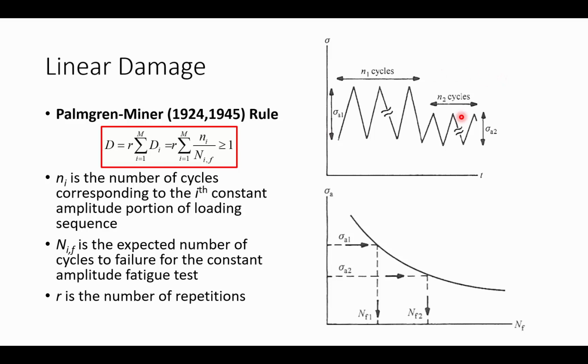So i is that index. We can replace this damage for each interval by a life rate or a cycle ratio, Ni over Nf, where Ni is the number of cycles in the block, and Nf is the expected cycles to failure if we were to continue to cycle at this fixed amplitude all the way to rupture, right? And Palmgren-Miner's rule states that when damage is greater than or equal to 1, then we've reached rupture. Then we have failure.